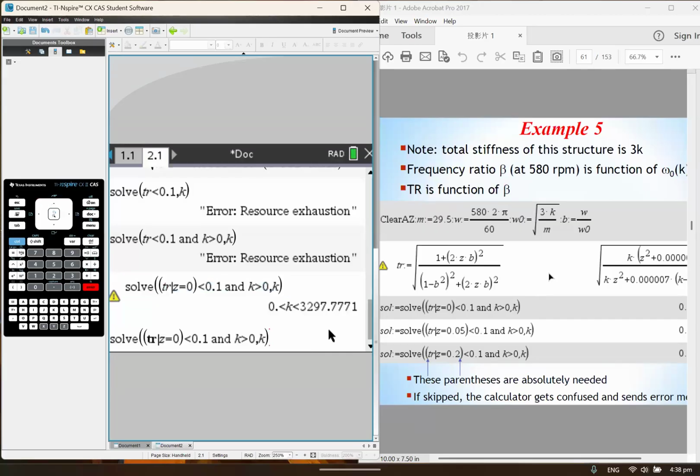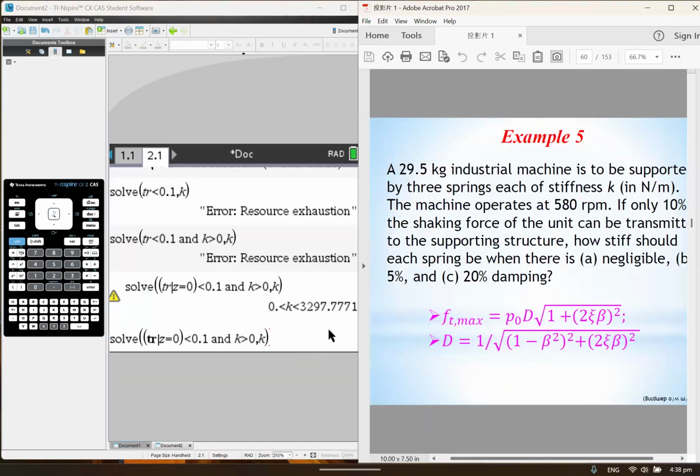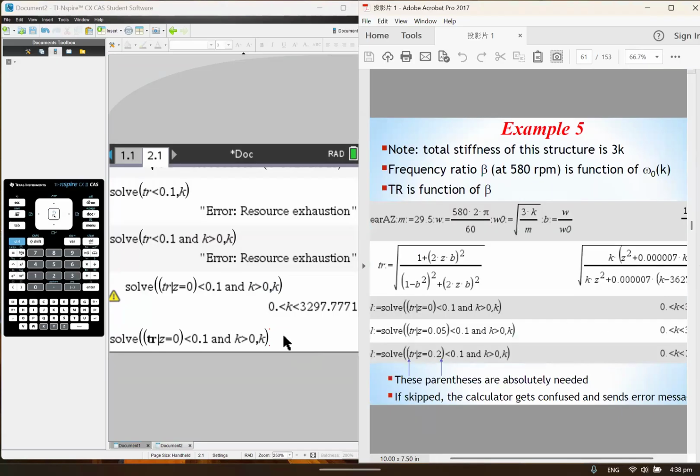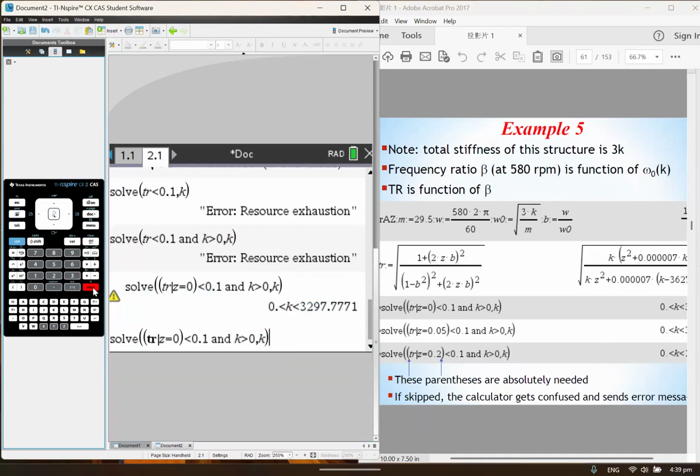For different cases mentioned in this problem, negligible or 5% or 20% damping, you just copy and paste. Okay, let me show you again. Copy and paste by arrowing up. Use the arrow to go up if you're using the handheld, and enter to bring it down again. And you just go ahead and change the given numerical value for the damping ratio to, let's say, 0.05. That's 5% damping, and solve.